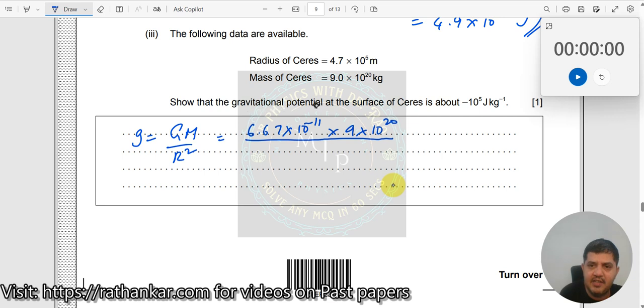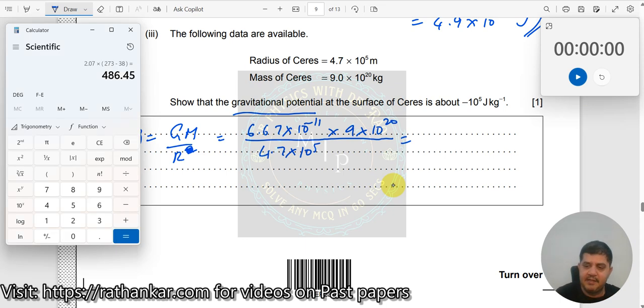Because you are finding out the gravitational potential at the surface. Gravitational potential is given by capital V equal to Gm by R. Okay, and what is R here? R here is 4.7 into 10 to the power of 5. Now let us find out what this value is. So let me take 6.67 times 9 divided by 4.7.